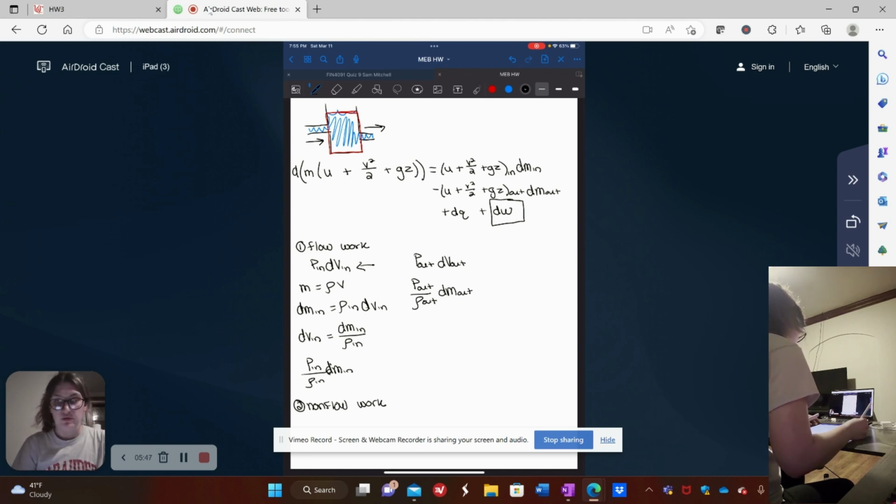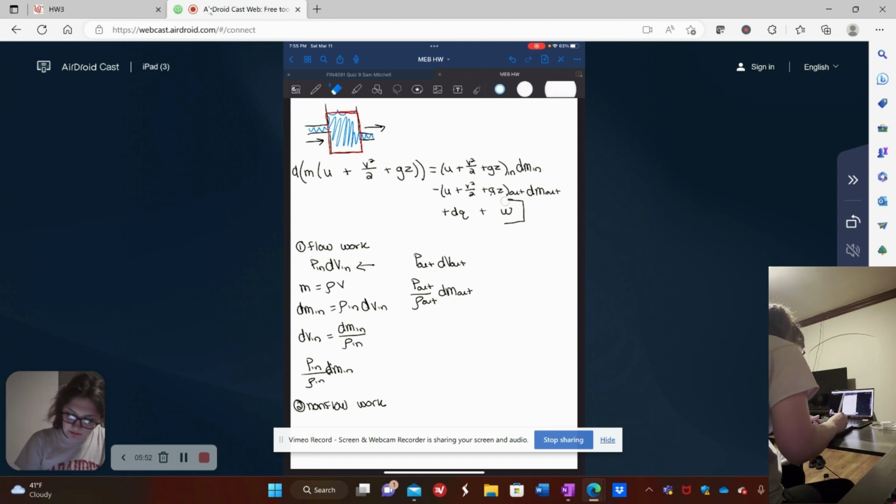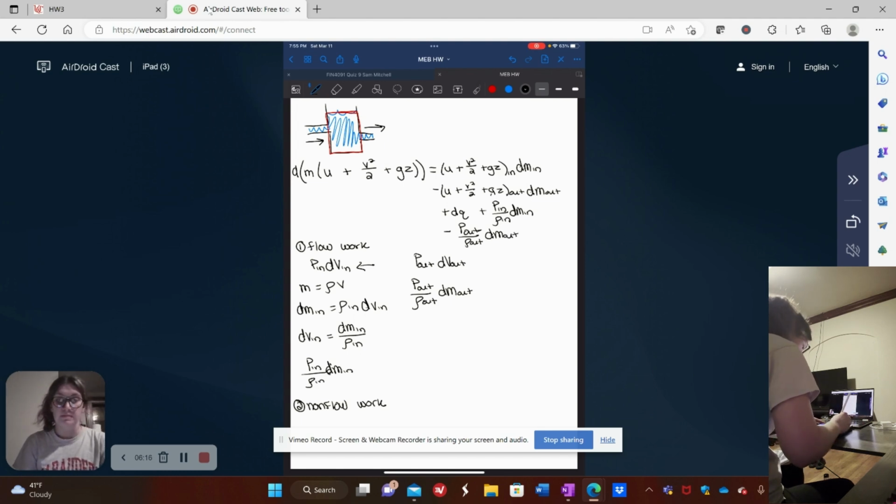So now I'm going to plug these into the equation. And to make it a little bit simpler, I'm just going to erase where we had work originally and plug these in. So you have plus P in over density in times dm in. And then you're going to subtract the P out over density out times dm out, since that's the work done by the system, and then our non-flow work.